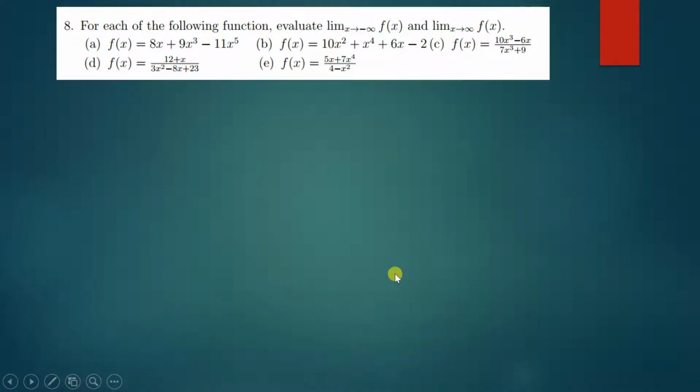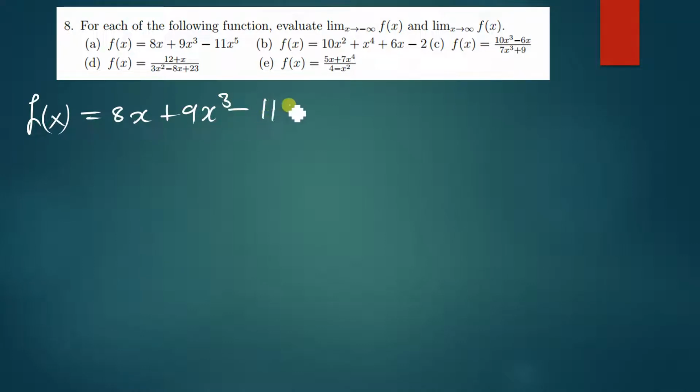So this is the question. Okay, so we begin with the first question. We have f of x being equal to 8x plus 9x to the power 3 minus 11x to the power 5. When you look at this question, they're asking us to find the limit of f of x when x is approaching what? Negative infinity.